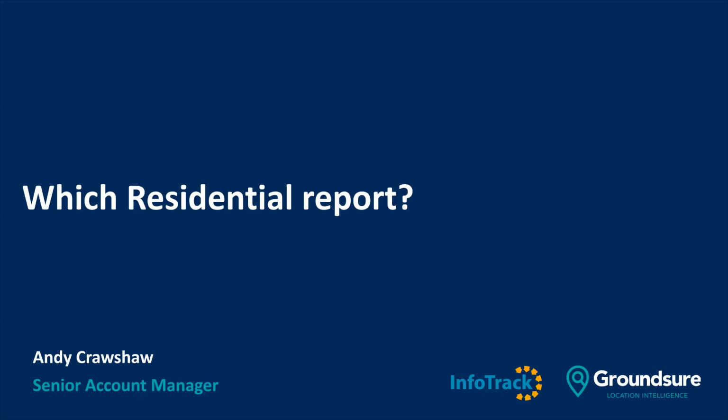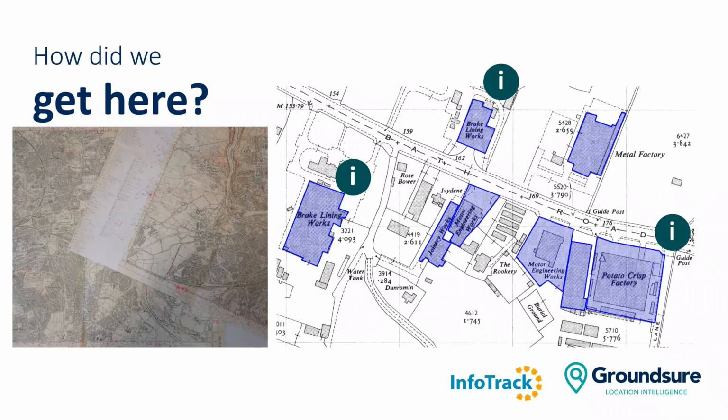So just to give you an idea of how we started here at Groundsure, we scanned and digitized around 1.6 million historical maps, and we did this about 17 years ago now. So when we did this, you can see the paper copies on the left-hand side, and then you can see the digitization process and how it looks on our system on the right-hand side, and that's the same area as is on the maps there.